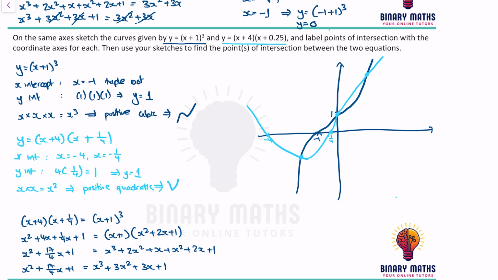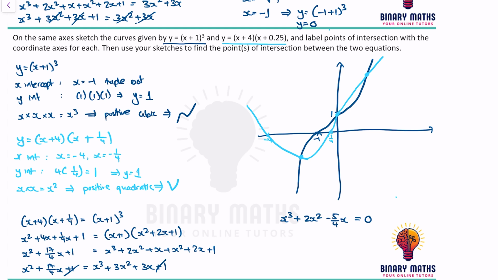So I can cancel out this and this, and then we take everything to the right hand side. So I get x cubed plus 3x squared take away x squared gives me 2x squared. 3x take away 17 over 4x is the same thing as 12 over 4x take away 17 over 4x, which gives me minus 5 over 4x is equal to 0.